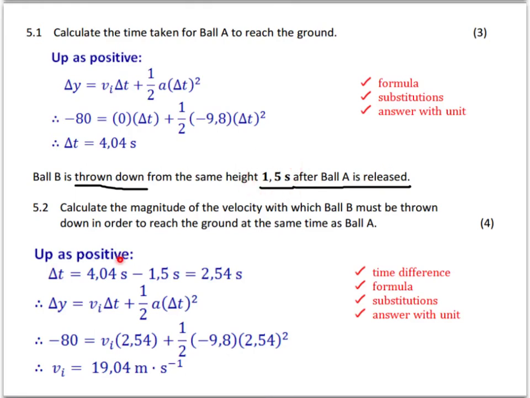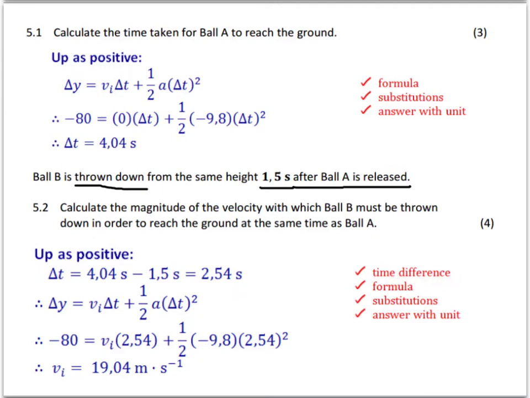Ball A was in the air for 4.04 seconds. We just found that in question 5.1, which means we need to subtract 1.5 seconds from 4.04 seconds to get 2.54 seconds, which is the time difference, which is the time that ball B was actually in the air.